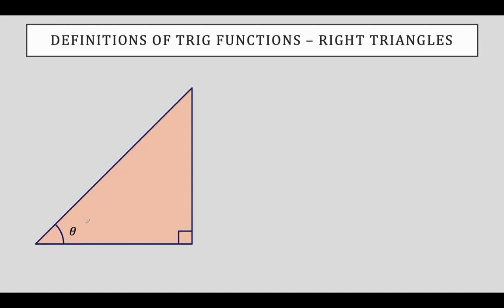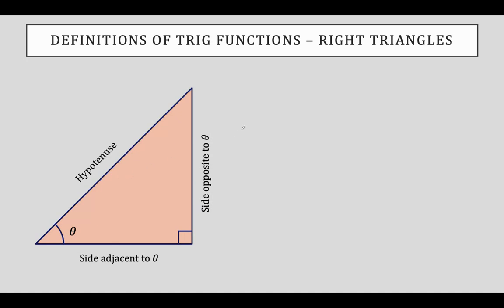Now, we can classify each side of our right triangle with respect to our angle theta. This side here on the bottom, this would be our side adjacent to theta. That means next to theta. This side over here on the right, this would be our side opposite to theta. And this side over here is the hypotenuse. Notice that the hypotenuse is always going to be the side of the right triangle that is opposite the 90-degree angle. Okay, the hypotenuse is going to be the longest side of our right triangle and always opposite the 90-degree angle.